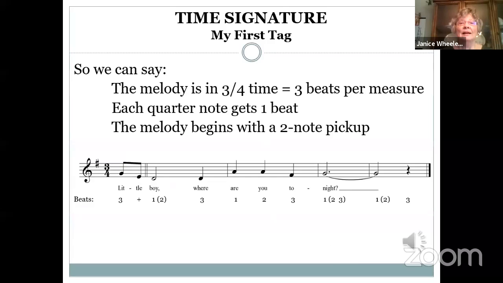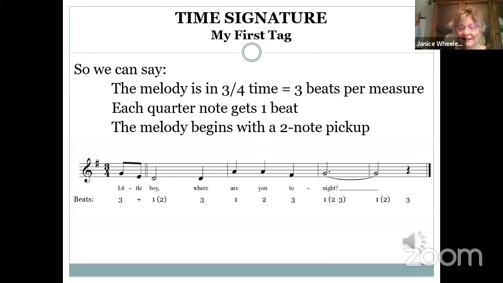So the time signature for my first tag, the melody, is in 3/4 time, has 3 beats per measure. Each quarter note gets 1 beat, and the melody begins with a 2-note pickup. So let's listen to it one more time with those facts in mind. And I think we found our time signature.